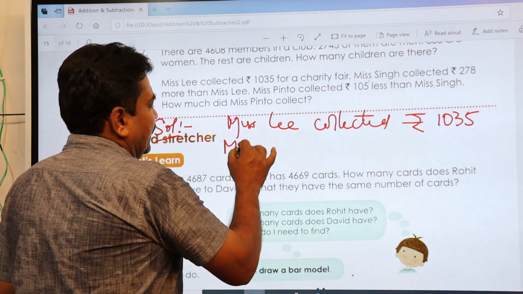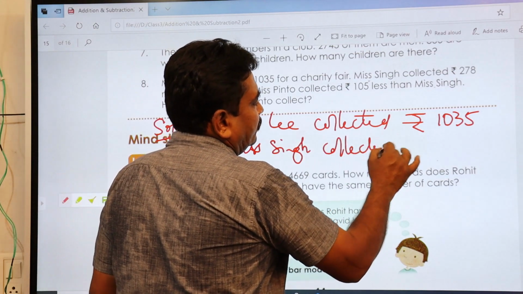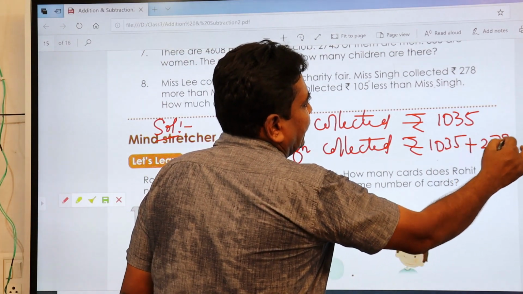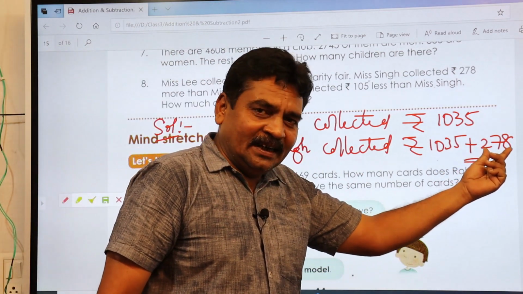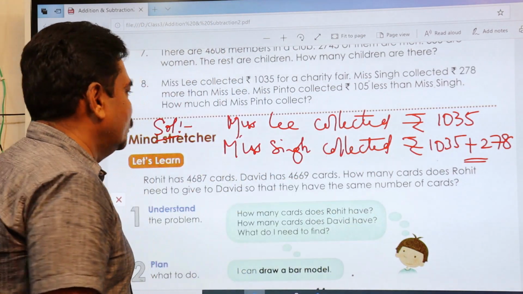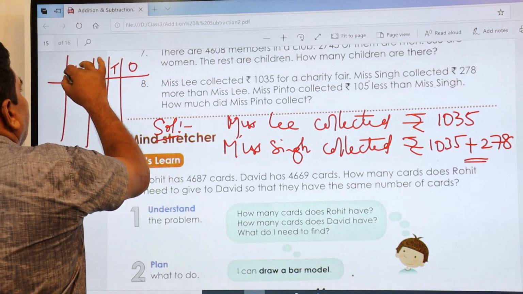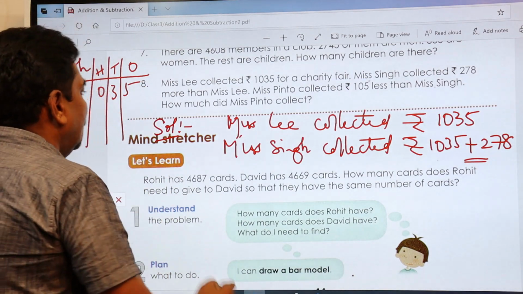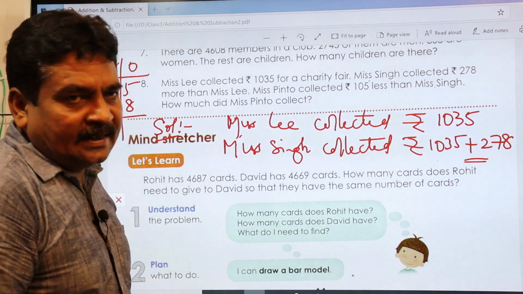So Miss Singh collected rupees 1035 plus 278. That is Miss Singh total. She has collected 278 rupees more than Miss Lee. So we have to add those two values. Again, go in a tabular form. Ones, tens, 100 and 1000. 1035 is your Miss Lee collection, and 278 is collection of Miss Singh.